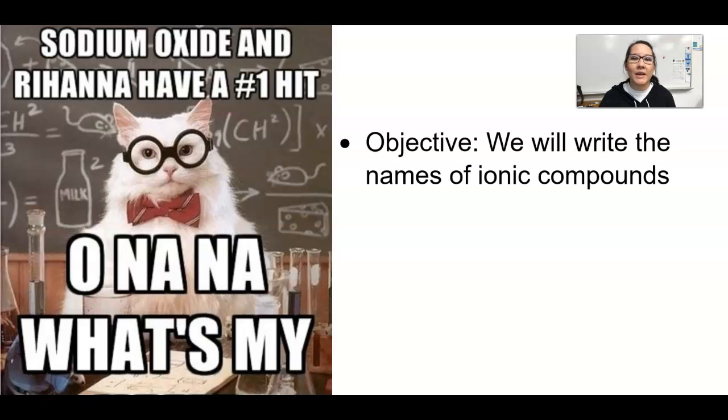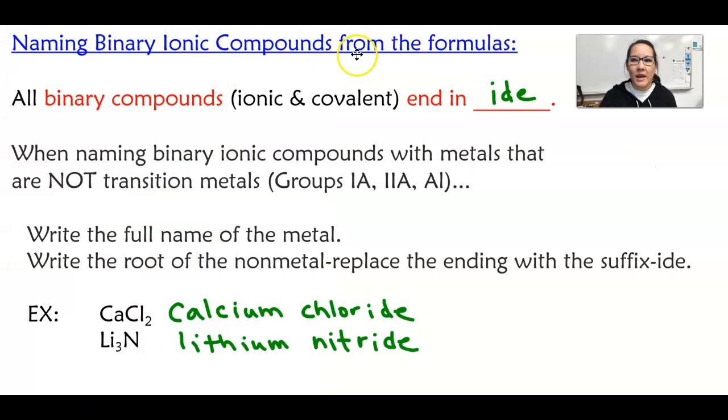Now we're going to write the names of ionic compounds. Naming binary ionic compounds from the formulas: all binary compounds, ionic or covalent, end in "ide", I-D-E. When naming binary ionic compounds with metals that are not transition metals, like groups 1A, 2A, and aluminum on the periodic table, you just write the full name of the metal, then write the root of the nonmetal and end it with a suffix of "ide".